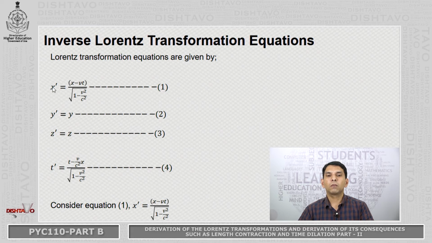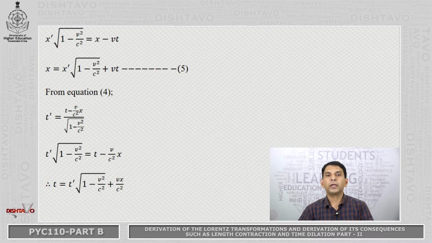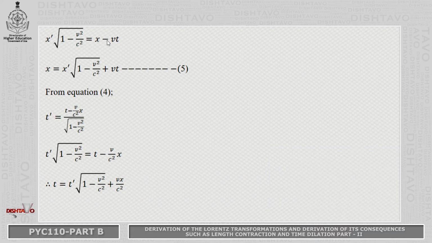Now consider equation number 1, that is x dash equal to x minus vt divided by square root of 1 minus v square by c square. We cross multiply this, and on cross multiplying we get x dash times square root of 1 minus v square by c square equal to x minus vt. Taking this minus vt on the other side, we get x equal to x dash times root of 1 minus v square by c square plus vt. This is equation number 5. We will come to this equation number 5 later.